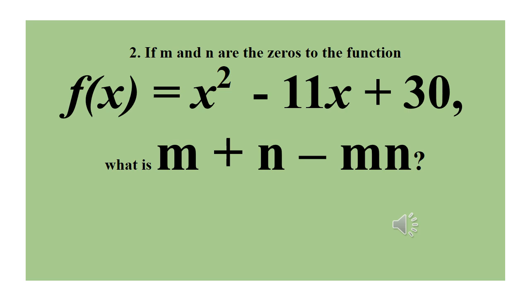Now we have the second question. If m and n are the zeros to the function f of x equals x squared minus 11x plus 30, what is m plus n minus mn?